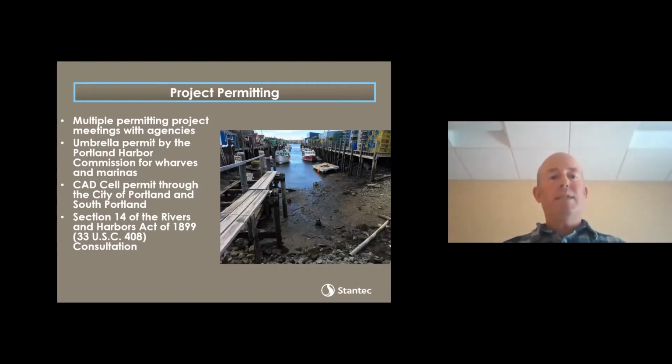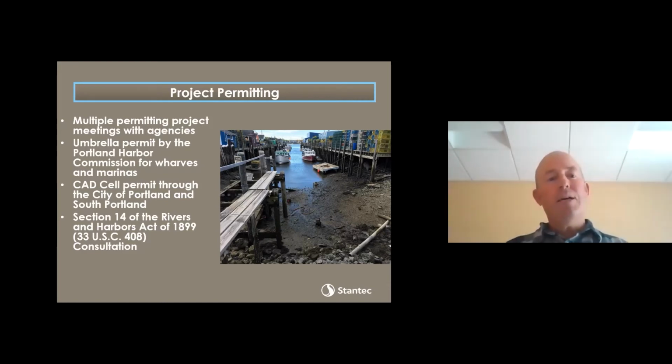As I mentioned, two projects. We had a lot of meetings with the agencies to figure out how we're going to permit this early on. The permitting of the piers and the wharves and the marinas, there are over 32 owners of a lot of different properties. That permit is somewhat unique. It's going to be held by the Harbor Commission, but it's sort of an umbrella permit that includes all these different owners and properties.